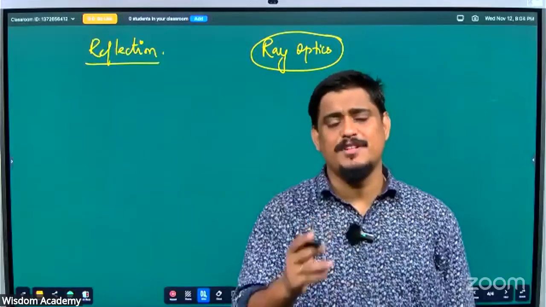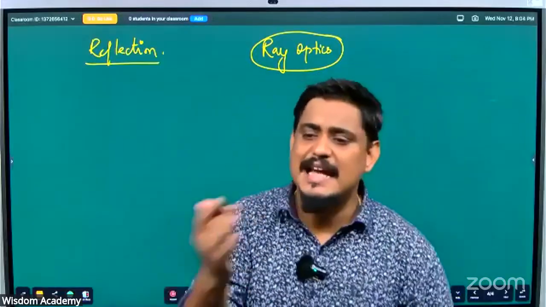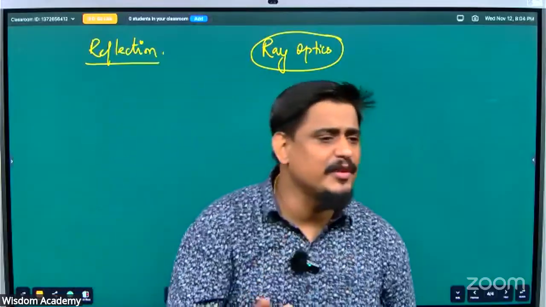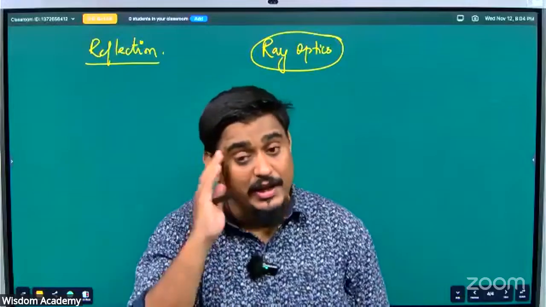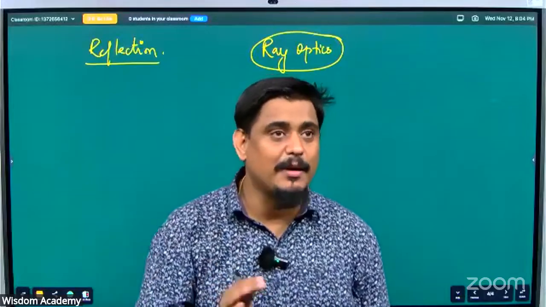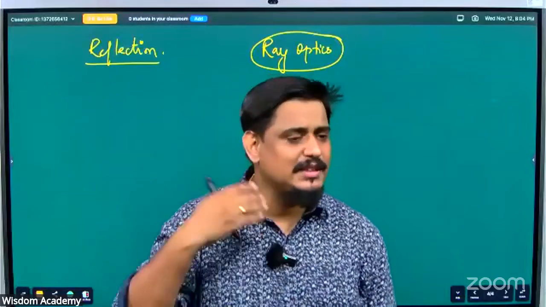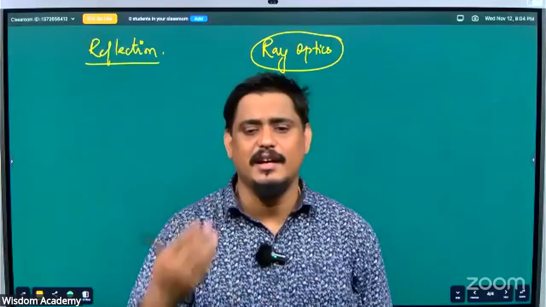That is, if the object is placed between C and F of a concave mirror, the image will form beyond C, real, inverted, enlarged. This should be in your head. It does not come by mugging up. Don't think I have mugged up. Since I am teaching again and again, learning again and again, I am remembering it.